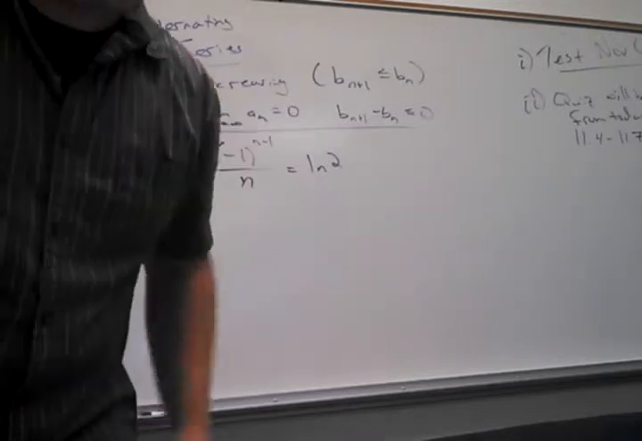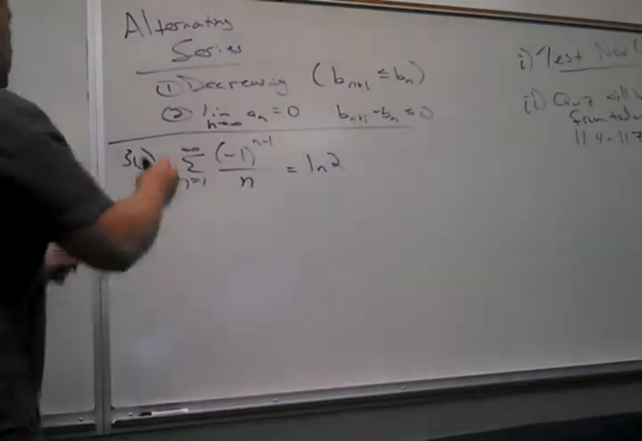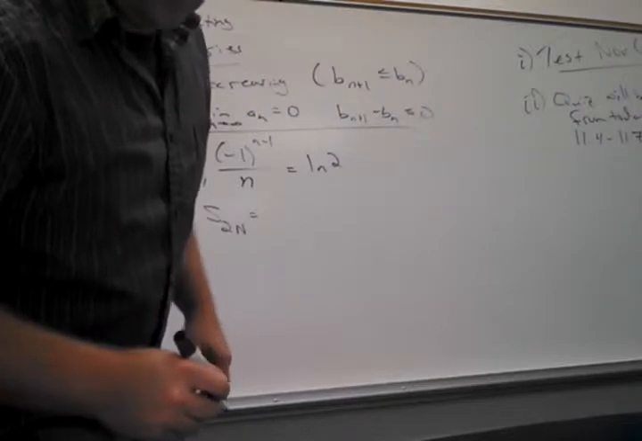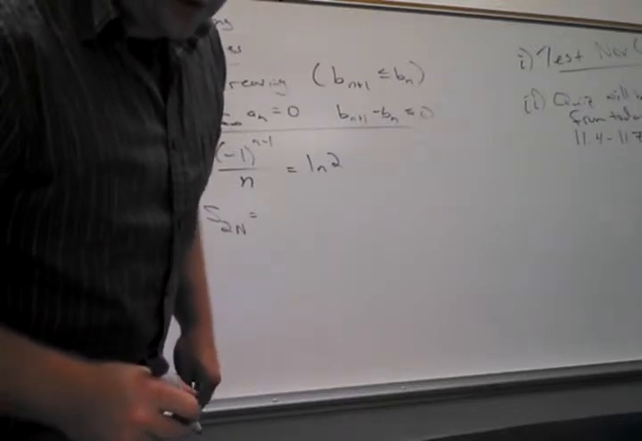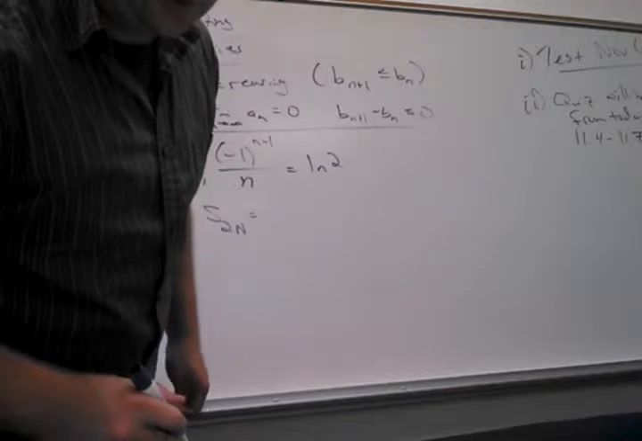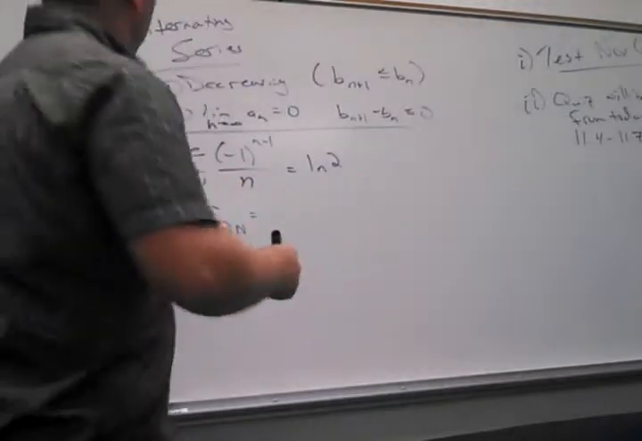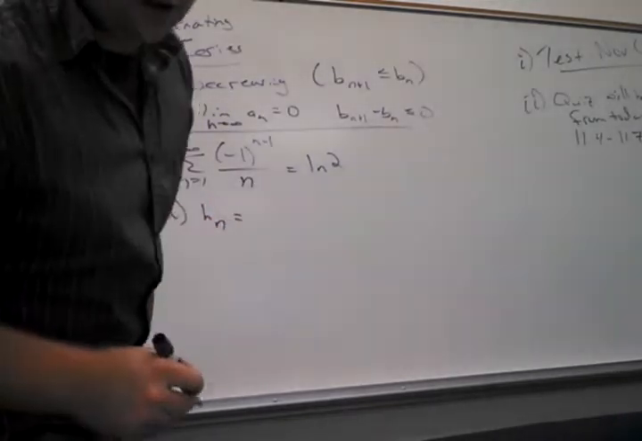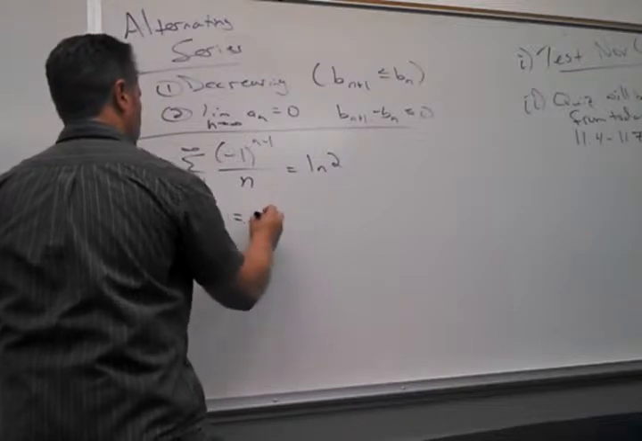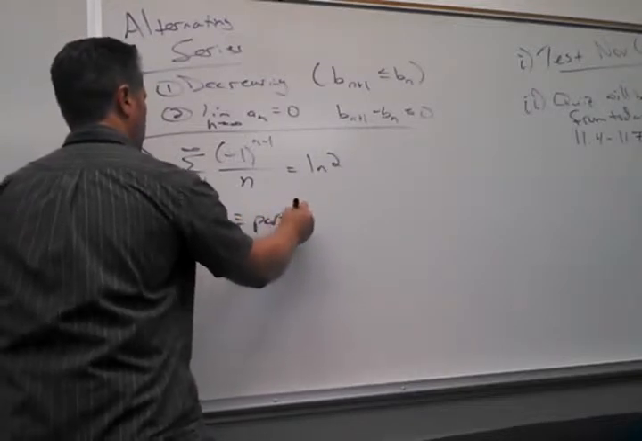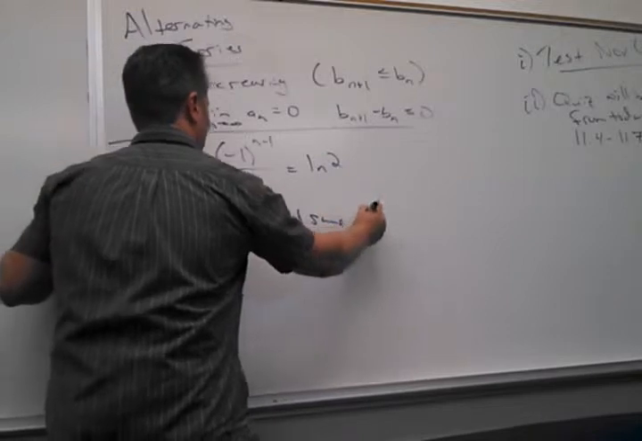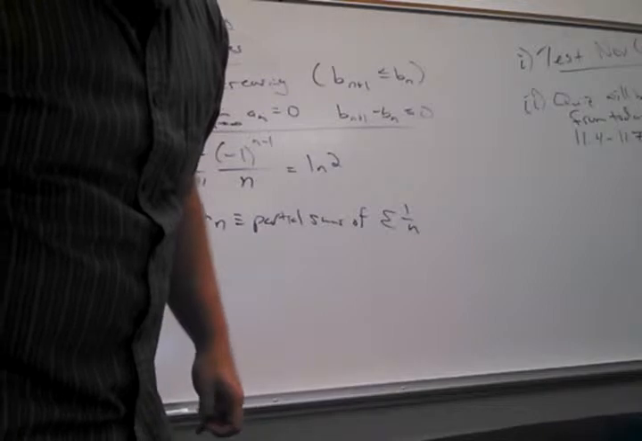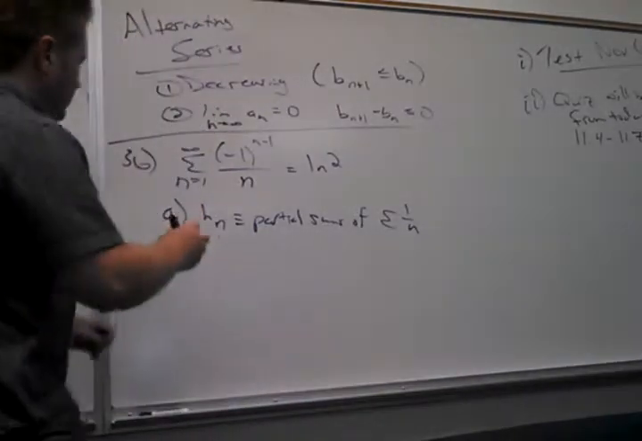So this one, they kind of step you through. Part A says, show that S2n, and I guess they're talking about the partial sums of the harmonic and alternating harmonic. Okay, so part A, let's define a couple things. Hn is the partial sums of the harmonic. And Sn is the partial sums of the alternating.